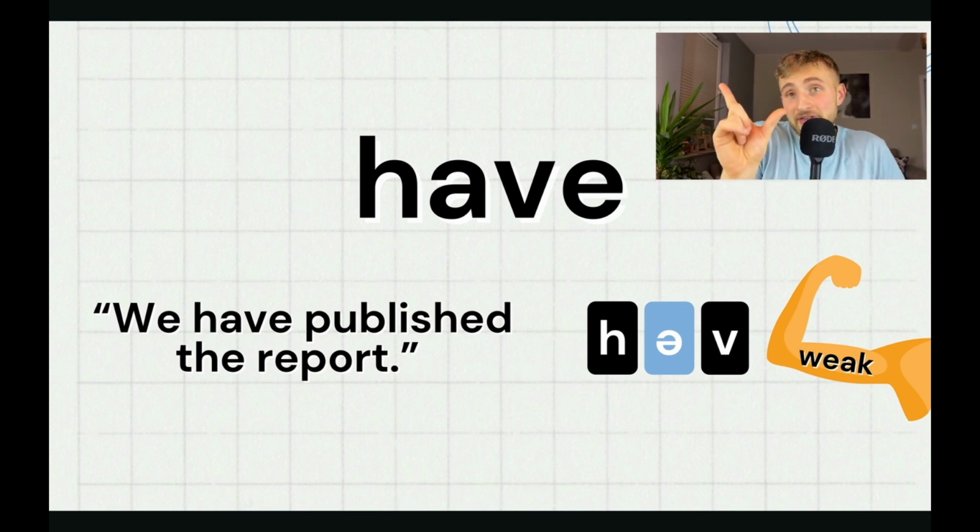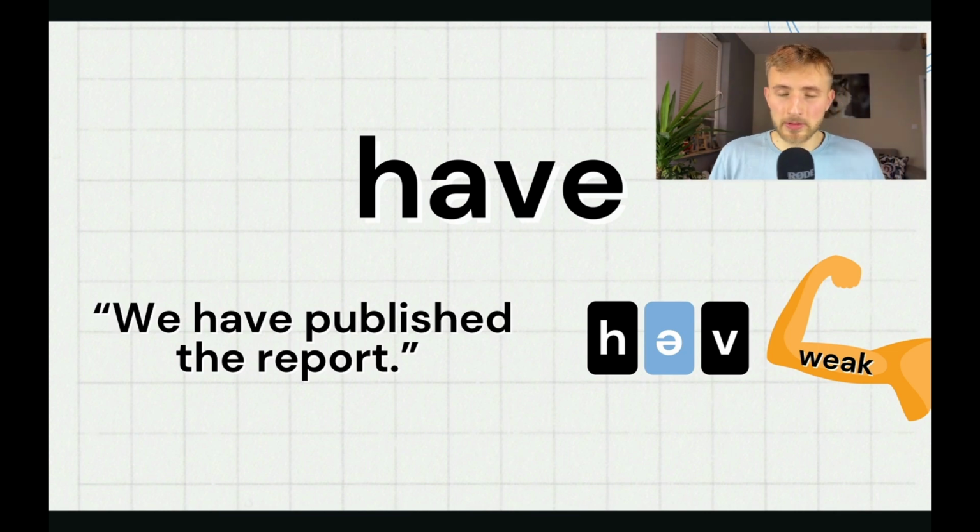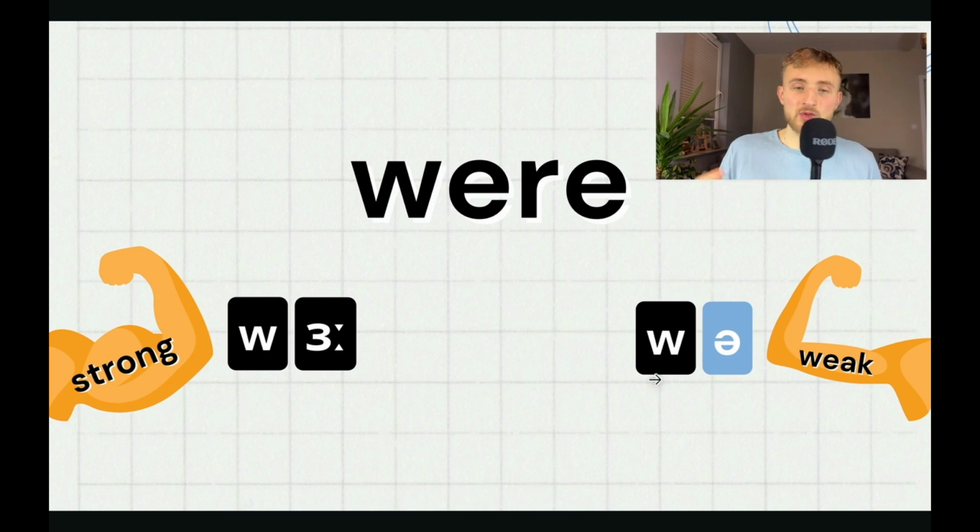And that's why we can, in fact, just say "we've." That's why we can create the contraction, because "have" is not really important here. We have published the report. And actually what I'm doing is I'm not even saying the H. I'm not saying "we have," I'm saying "we əv published the report." Weak form.